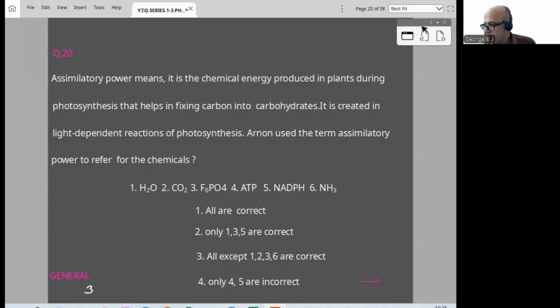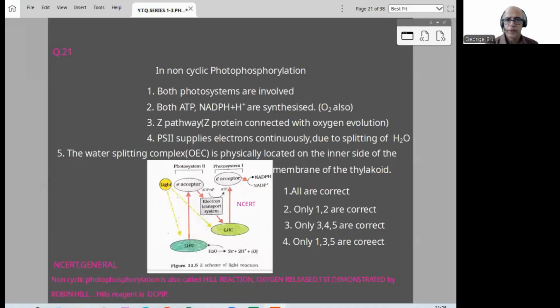Now coming to question number 21. In non-cyclic photophosphorylation, both the photosystems are involved. The diagram is given there for your reference, so you don't have to open the book, and it will stay in your memory. You can find PS1 and PS2. Both ATP and NADPH are synthesized, and oxygen also.